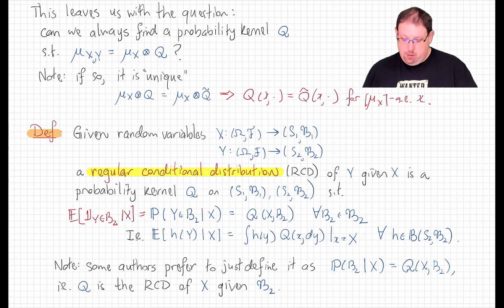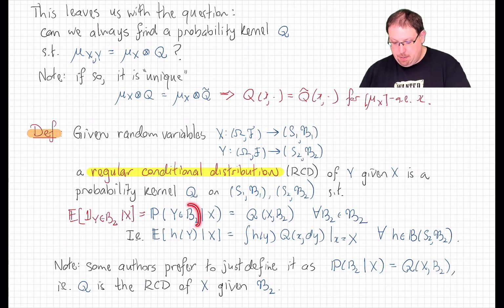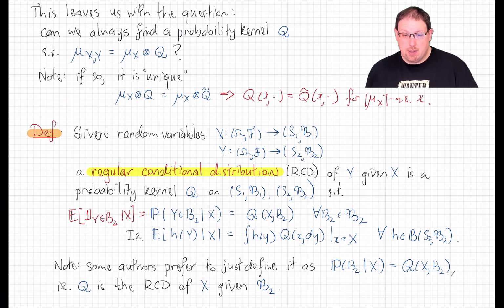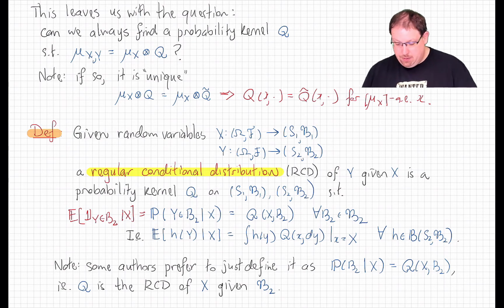Now just a word on notation. Some authors prefer to refer to this not as the regular conditional distribution of Y given X, but as the regular conditional distribution of Y given B. In other words, they index it just by a B here instead of by the event that Y is in B. This is largely just a notational choice, since if we can construct one of these relative to any X and Y, then we could take Y to be the identity map on S2 in order to construct the one where you're just interested in conditioning on the sigma field B.